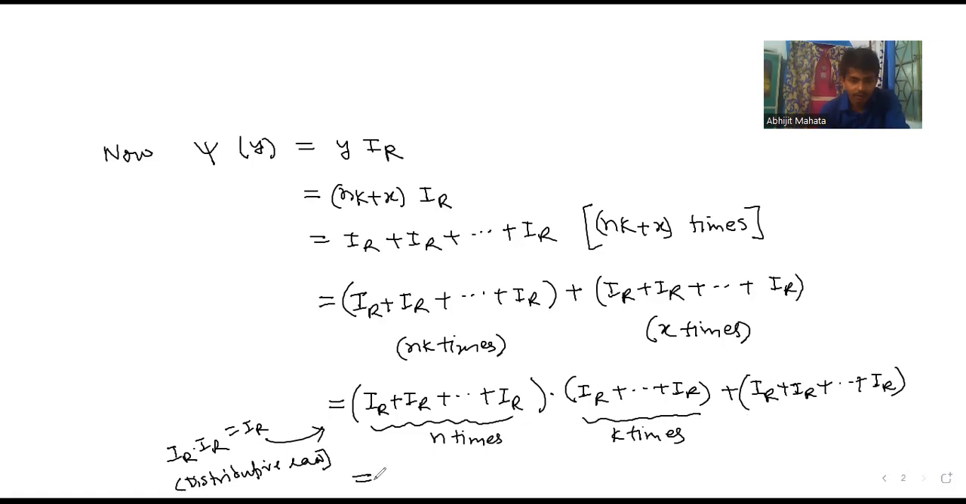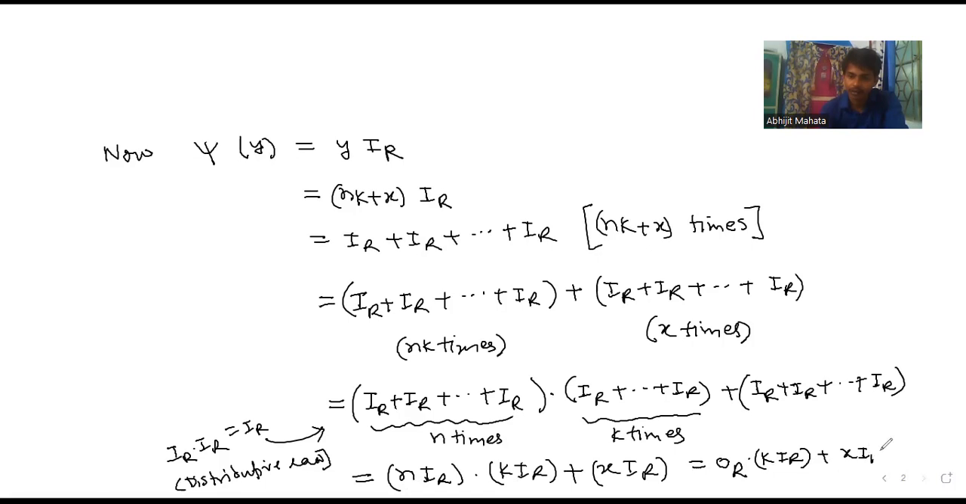Now see, in the short notation, it will be n of IR into k of IR and then plus x of IR. Now look, see here what happened, you know the characteristic of the ring is n. So this part we can replace by the 0 element of the ring into k of IR and plus x of IR. Because, see here, the characteristic of the ring is n. So that's why you can replace n of IR by 0.